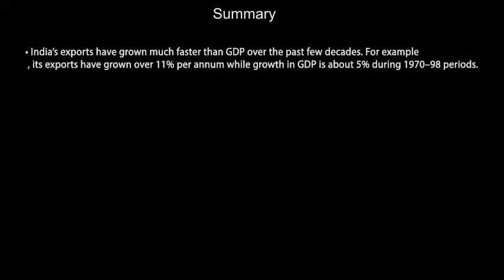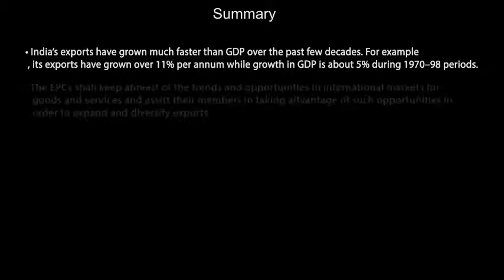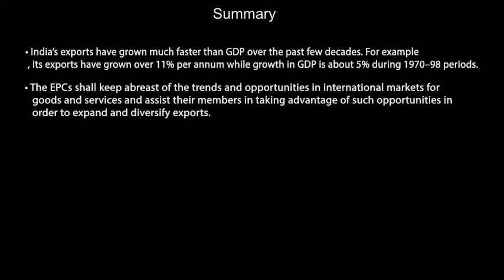Now, in the end, let us summarize what we have learned in this lecture. India's exports have grown much faster than GDP over the past few decades. For example, its exports have grown over 11% per annum, while growth in GDP is about 5% during the 1970 to 1998 period. The EPCs shall keep abreast of the trends and opportunities in international markets for goods and services and assist their members in taking advantage of such opportunities in order to expand and diversify exports.